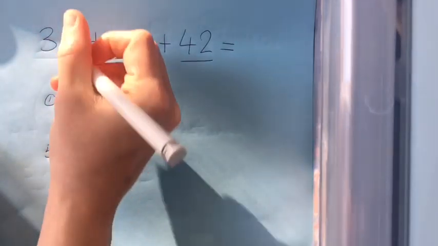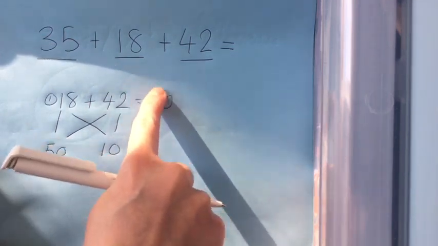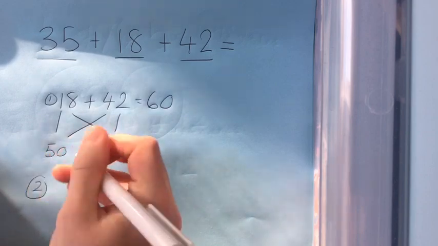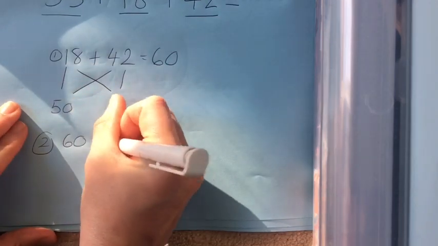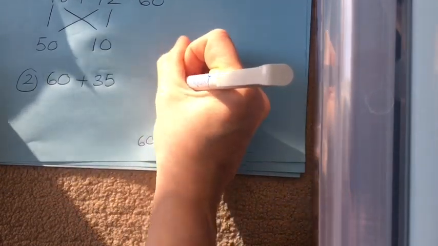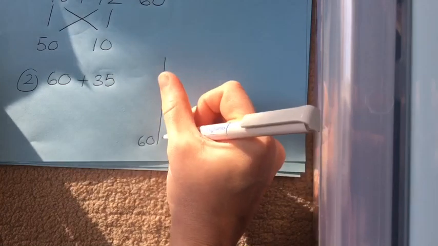And now I need to add my final number, 35. And I need to remember to add it to 60 because that is the total of my 2 previous numbers. So my second step now is 60 add 35. And this time I'm going to choose to write this down as a vertical number line. This is just me showing you all of the different methods you can use, whatever works for you.